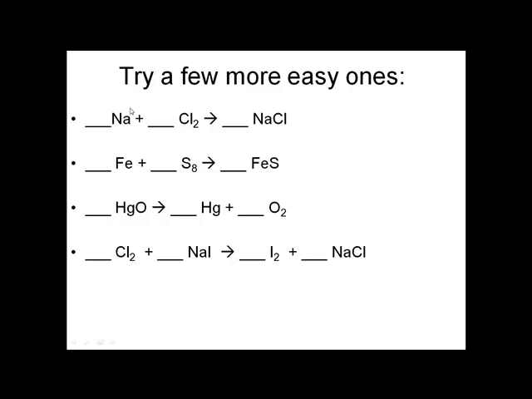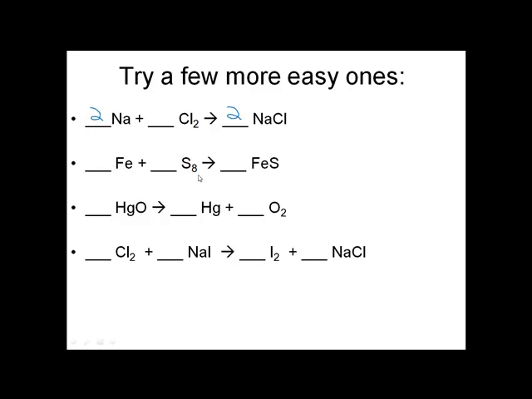All right, if we take a look, the first one, nice easy one. I see my Na's, I have 1 on each side. Cl's, I have 2 on the left and only 1 on the right. So I've got to put a 2 in front of my NaCl. Now when I put that 2 there, that changes my number of Na. So now I have to go back and put a 2 in front of my Na.